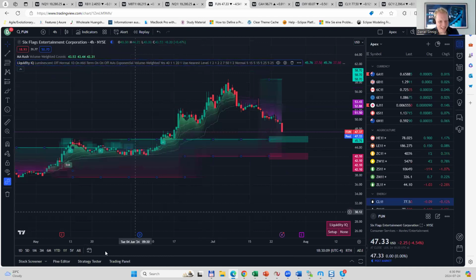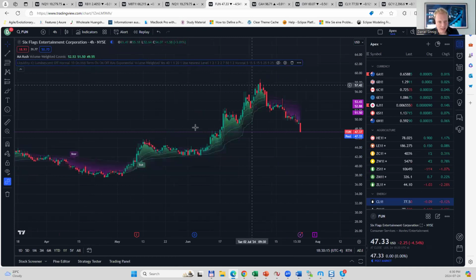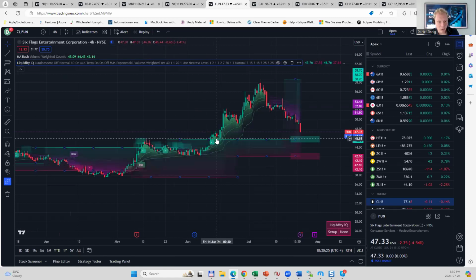And one thing I really like is, again, we have confluence here. We can see that MA Rush, our momentum indicator, is bullish. You can see it here. It's been bullish since May 10th. And we also had, let me switch on Liquidity IQ, a zone break on July 12th. Okay, this resistance zone was broken. We had a nice follow through, but since then, price is retracing.